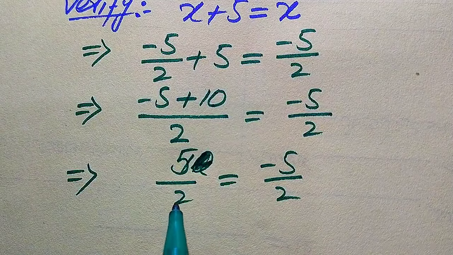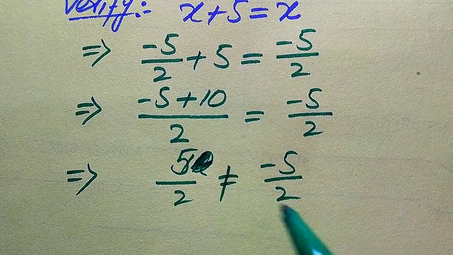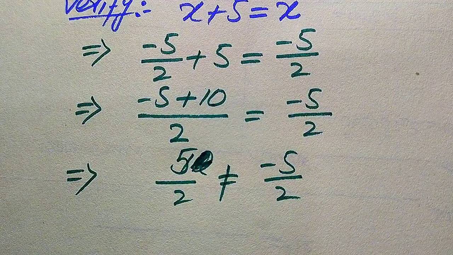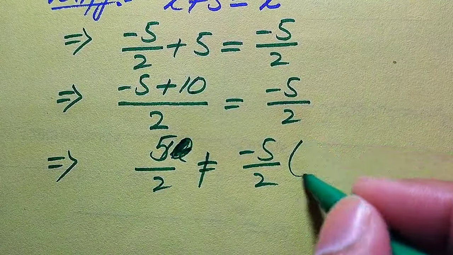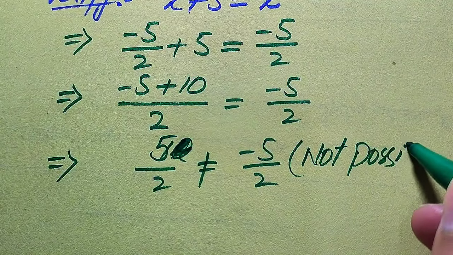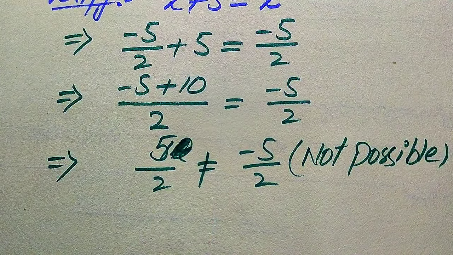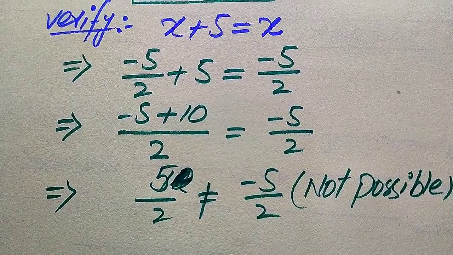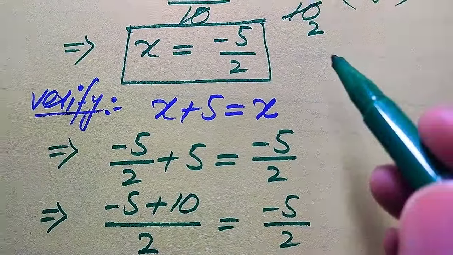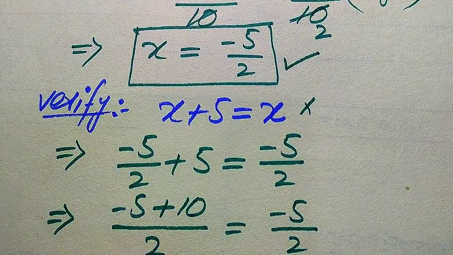You see that the left hand side is a positive value and the right hand side is a negative value, so these two values are not equal. In other words, it is not possible that 5 over 2 equals minus 5 over 2. So we reject this case, and it means that the value x equals minus 5 over 2 does not satisfy the question statement.